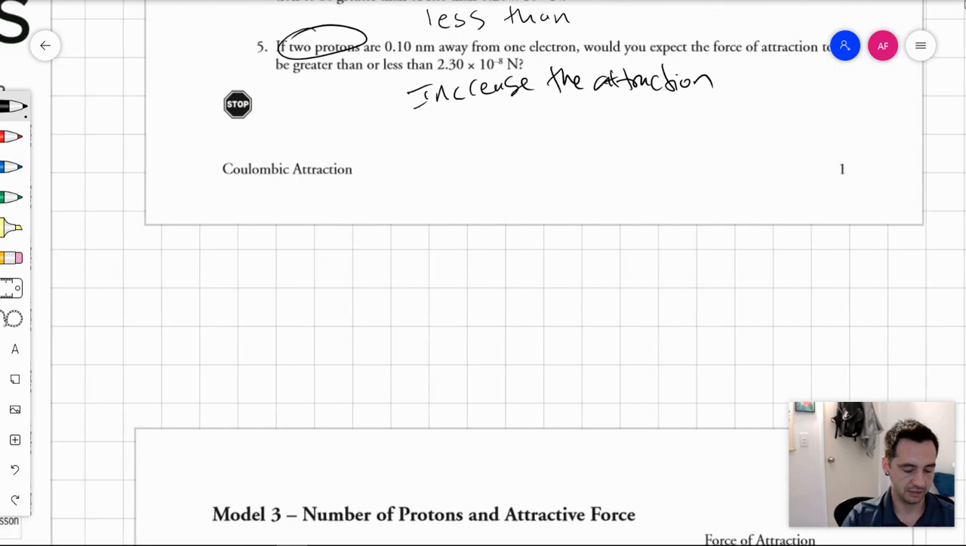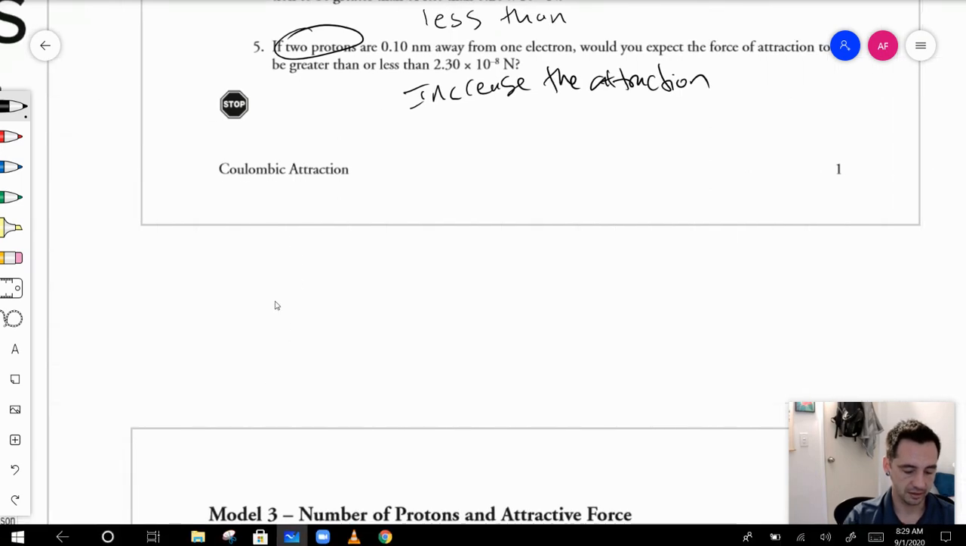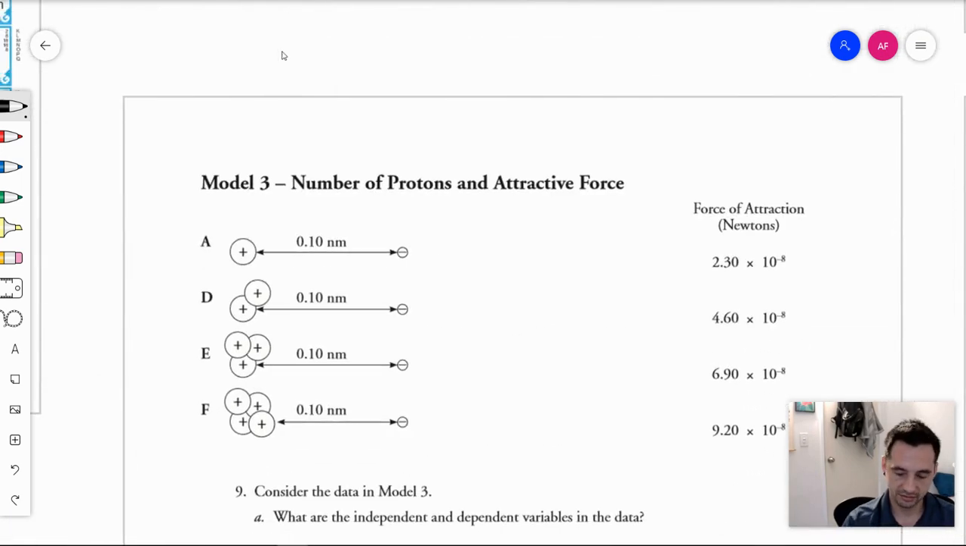Okay, next part here. Okay, Jack's biting my hand. Stop it.